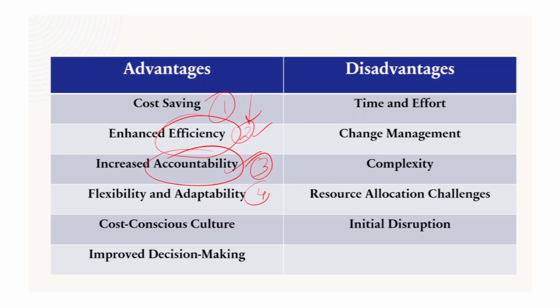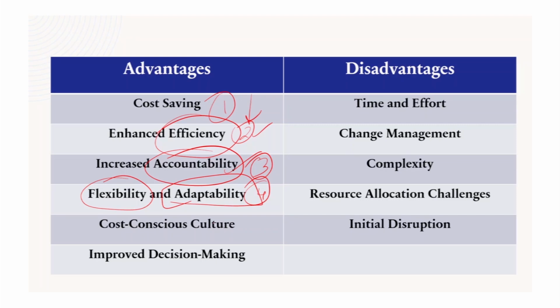Flexibility and adaptability. The zero based budget is very much flexible, because you are giving the autonomy to the subordinate to make sure that you are preparing the budget based on the contemporary situation. So, flexibility will be given, and the authority will be given to make sure the budgets are very comprehensive.